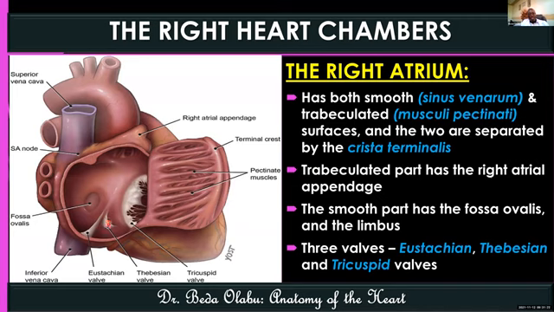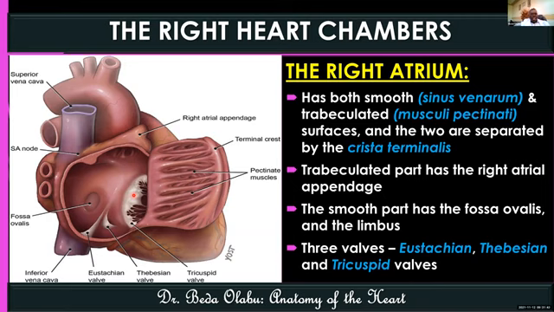The Thebesian valve is the valve that guides the opening of the coronary sinus. So that's the opening of the coronary sinus. And the tricuspid valve is the valve between the right atrium and the right ventricle. That is the tricuspid valve.